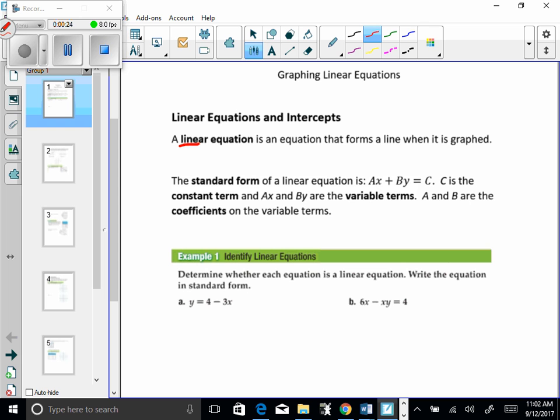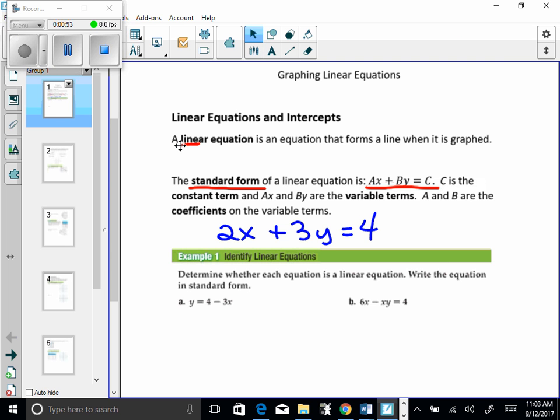The standard form of a linear equation is ax plus by equals c. C is called the constant term because it's never changing. There's nothing that's multiplied by it. Ax and by are the variable terms, and a and b would be the coefficients on the variable terms. So an example would be something like 2x plus 3y equals 4. That would be an equation in the standard form.